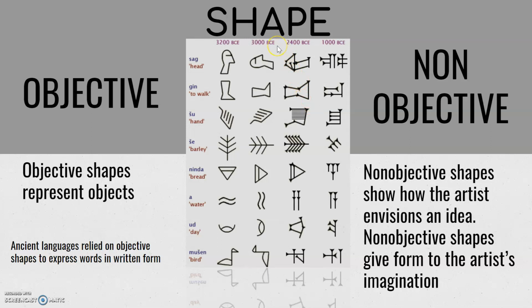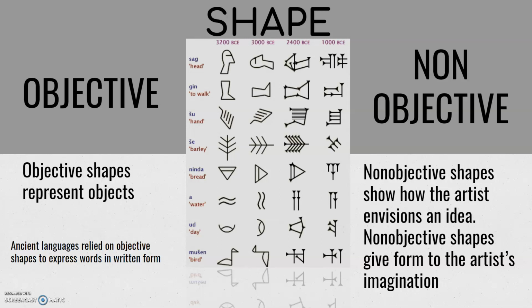The second is shape. The third of the 7 elements is shape. These 2 different areas can either be objective or non-objective. Objective shapes represent objects. Non-objective shapes show how the artist envisions an idea. Non-objective shapes give form to the artist's imagination.